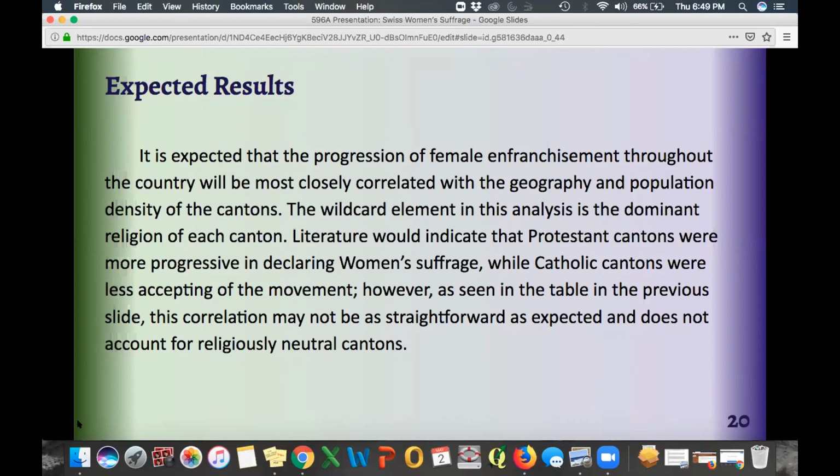However, as seen in the table in the previous slide, this correlation may not be as straightforward as expected and doesn't quite account for how religiously neutral cantons will fall into this correlation. Additional data, such as gender-specific population data and political party information, should be helpful in shedding some more light on the progression of cantonal women's suffrage as the study continues forward.